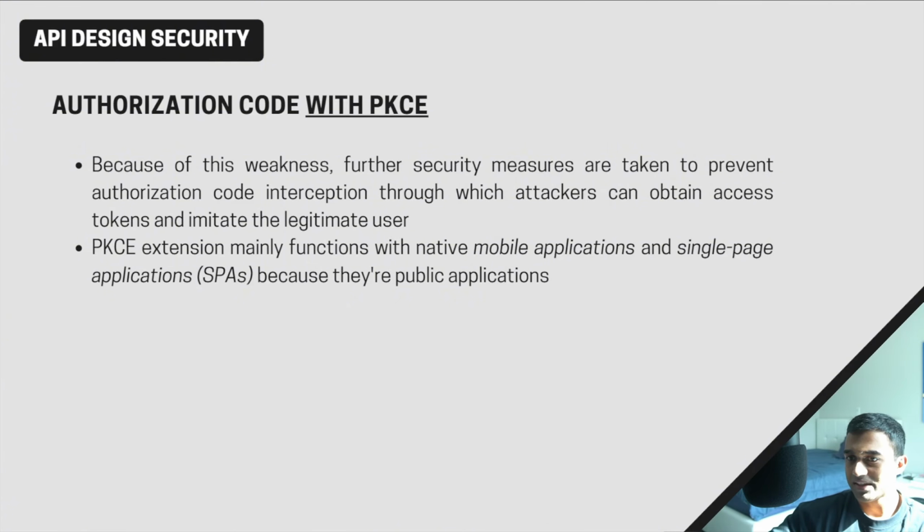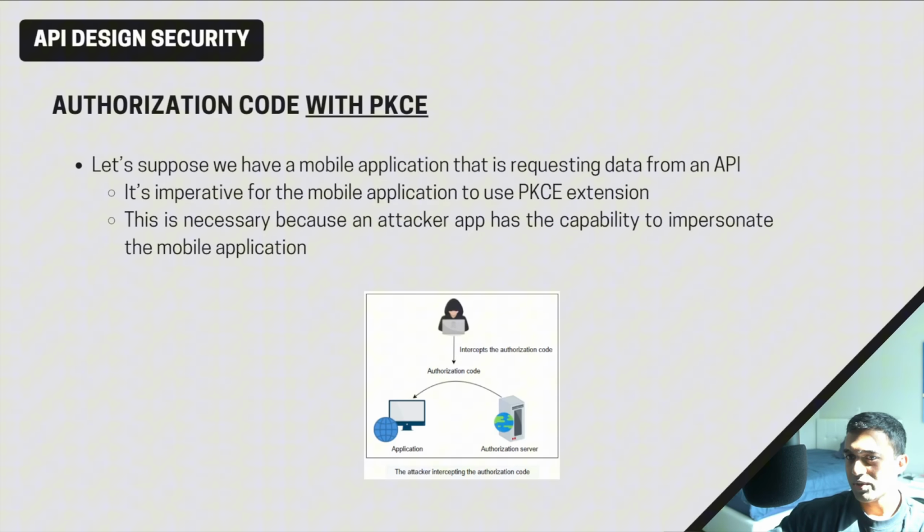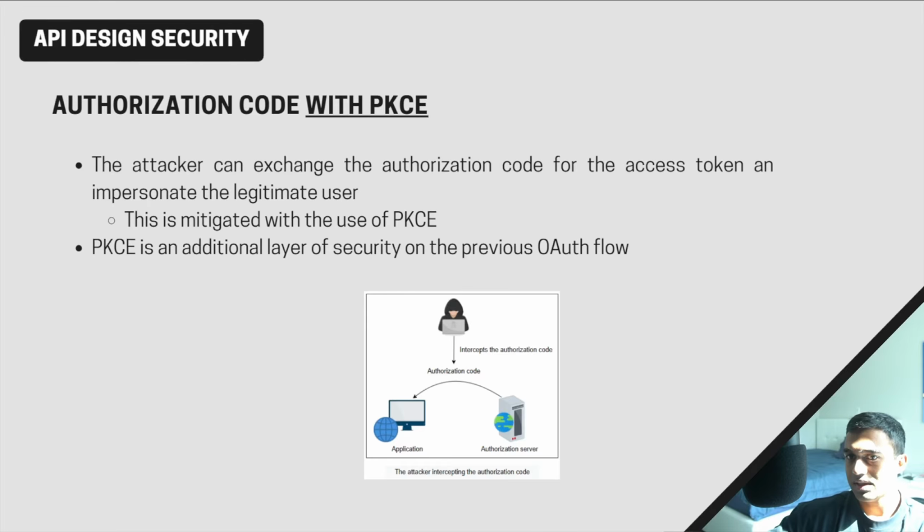PKCE extension mainly functions with native mobile applications and single-page applications or SPAs because they're public applications. Let's suppose we have a mobile application that is requesting data from an API. It's imperative for mobile applications to use the PKCE extension. This is necessary because an attacker app has the capability to impersonate the mobile application. The attacker can exchange the authorization code for the access token and impersonate the legitimate user. This is mitigated with the use of PKCE.